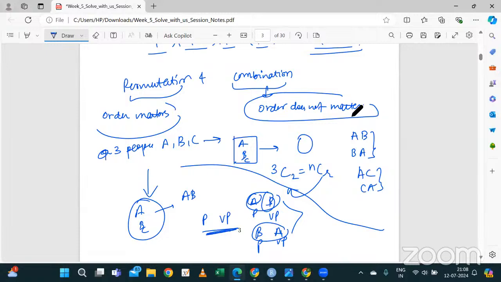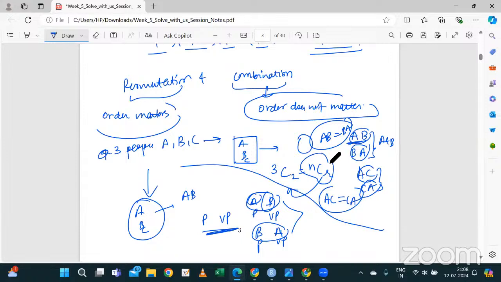Any order or not. Suppose I have selected AB or BA, or AC or CA. Anyway, I have selected person A and person B. I'm not worrying about the order. AB is different from BA, right? In this case, both are the same. Similarly, AC or CA. This is the meaning of order doesn't matter. We can select any two of them. So in this case, you will use the nCr form.